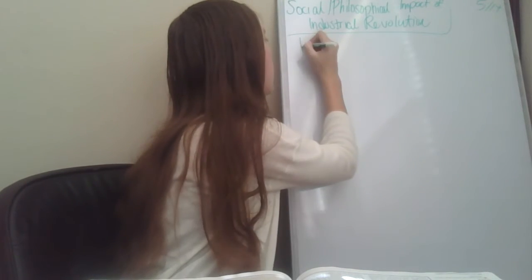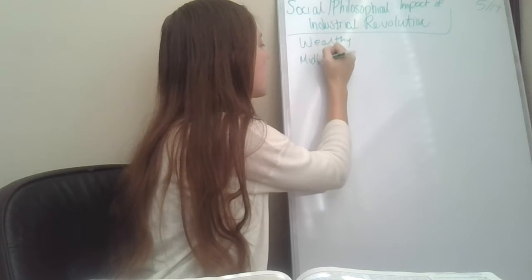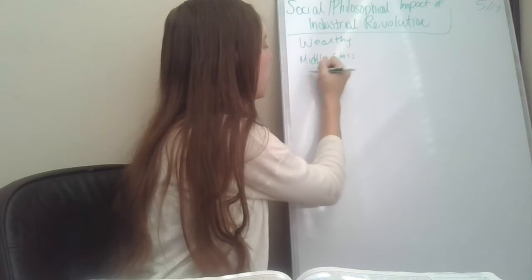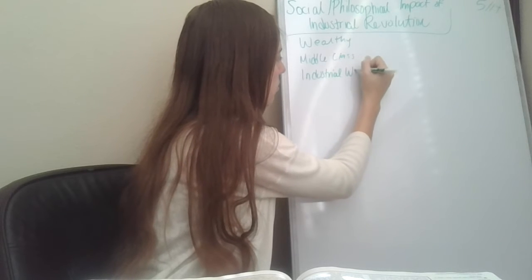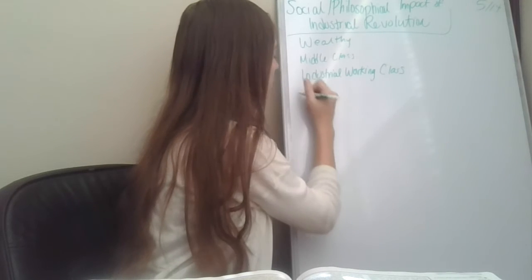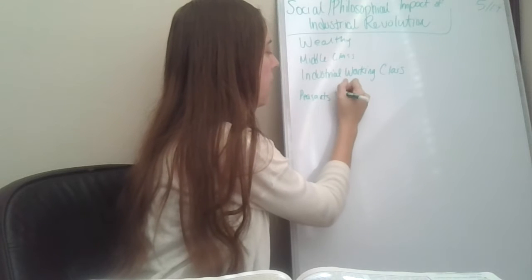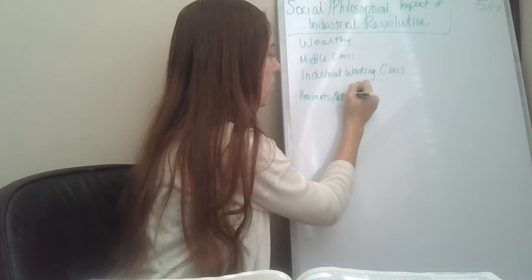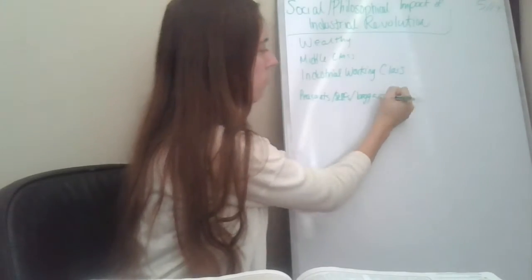So let's do some classes here. The wealthy, your middle class, your industrial working class, and then if they were out in the rural area, they'd be peasants, serfs, beggars. That type would be at the bottom.